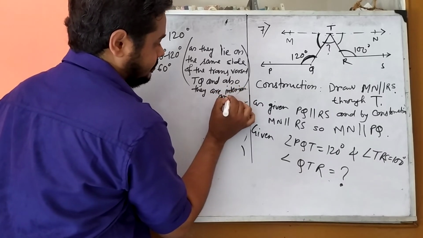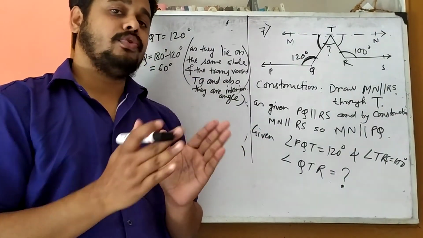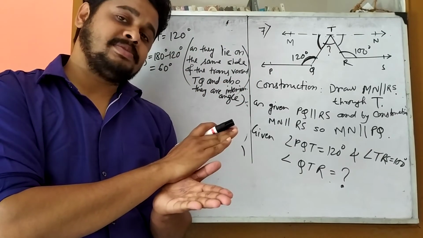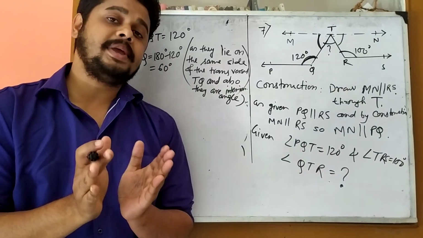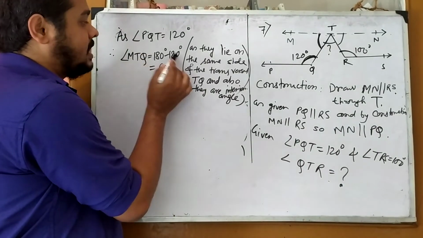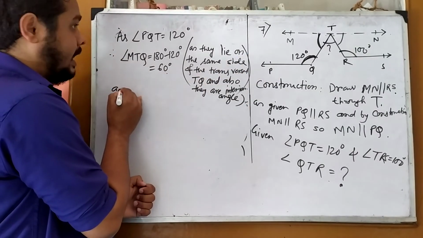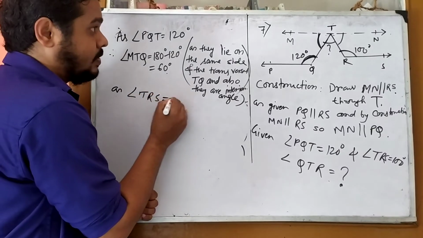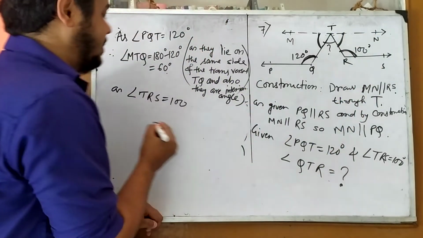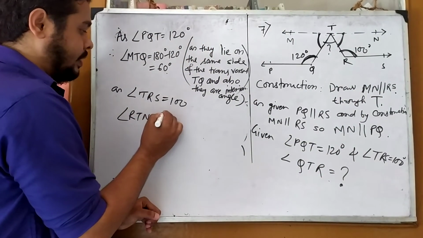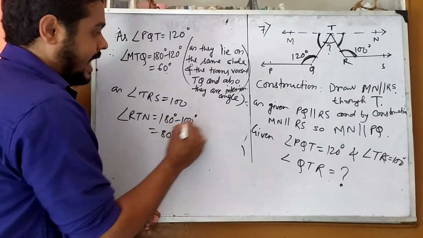Okay, I write here in full detail: they lie on the same side of the transversal as well as they are interior angles, so their sum is 180 degrees. So MTQ is 180 minus 120, that is 60 degrees. In the same manner, as angle TRS equals 100 degrees, therefore this angle RTN equals 180 minus 100 degrees, that is 80 degrees.